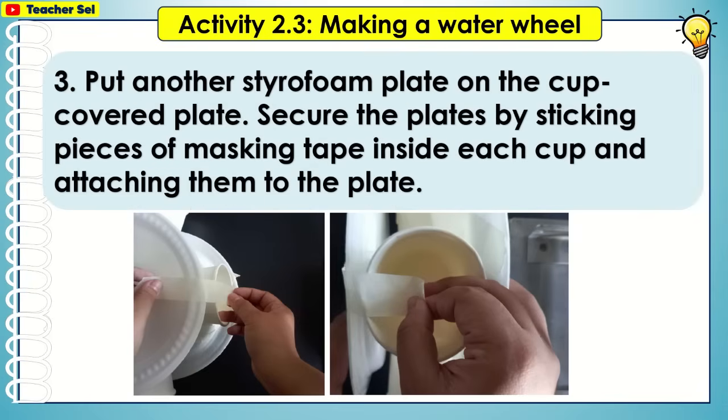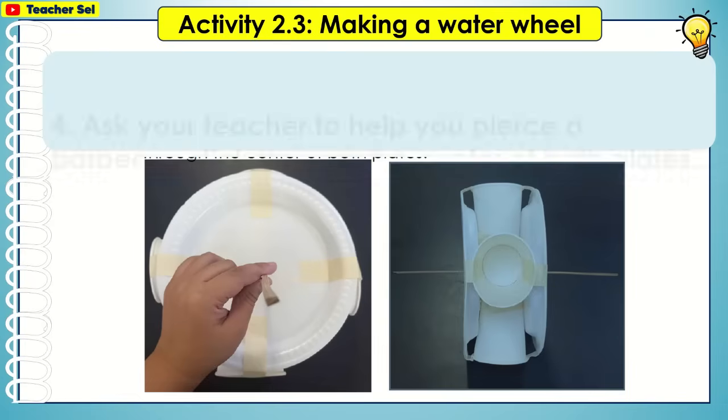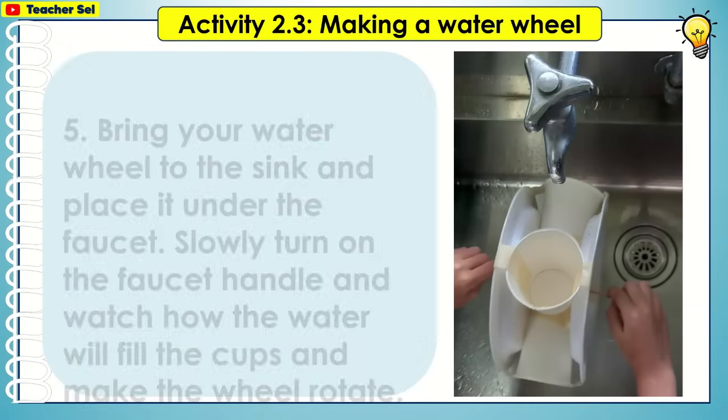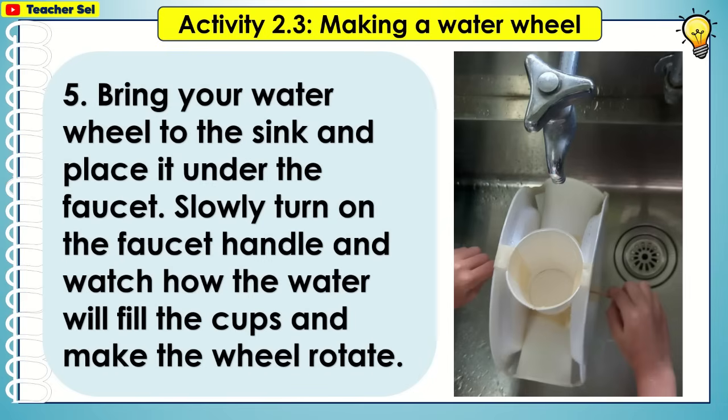Put another styrofoam plate on the cup-covered plate. Secure the plates by sticking pieces of masking tape inside each cup and attaching them to the plate. Ask your teacher to help you pierce a barbecue stick through the center of both plates. Bring your water wheel to the sink and place it under the faucet. Slowly turn on the faucet handle and watch how the water will fill the cups and make the wheel rotate.